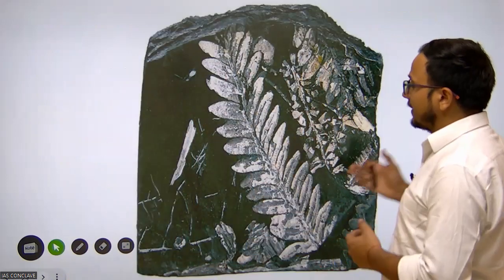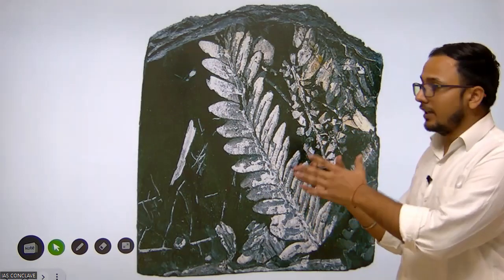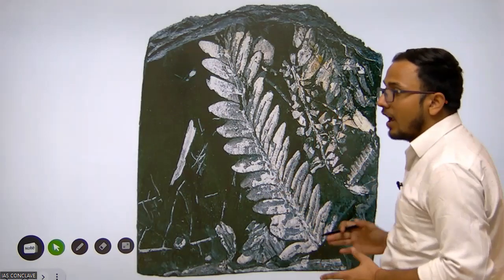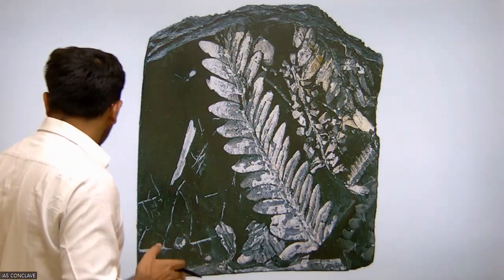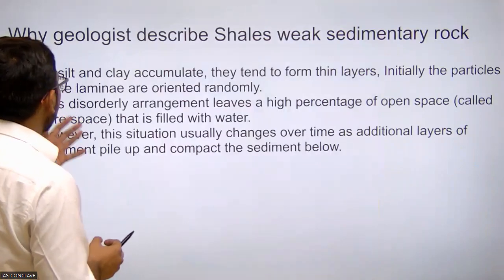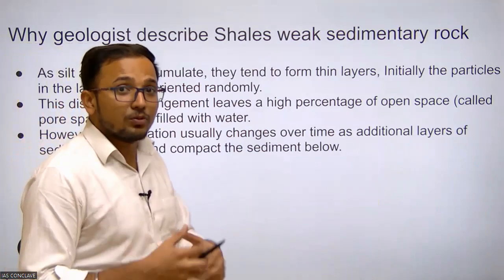So this is an example of shale. This is an example of black shale. If you look at the black shale, you will find these are the remains of the organic content. And here we can also refer to which type of rock you will find the remains of fossils or organic matter. This is the sedimentary rock, and this is an example of shale. Now look at why geologists describe shale as a weak sedimentary rock, because of their process of formation.